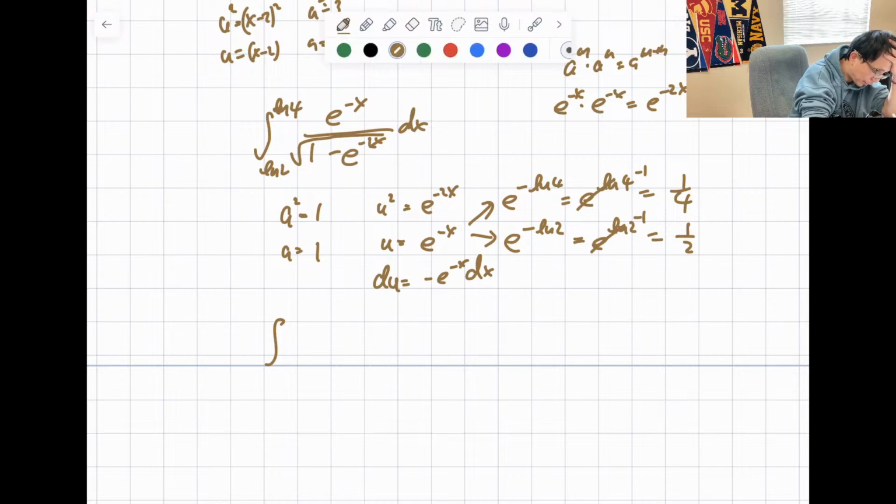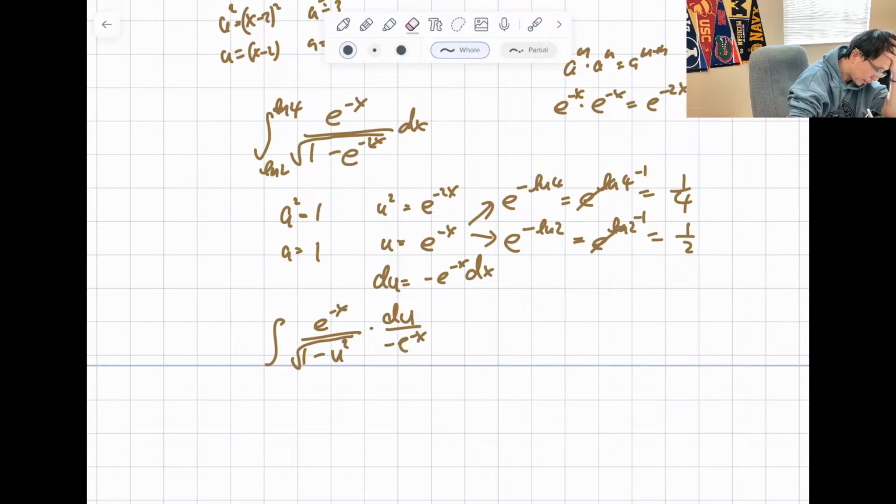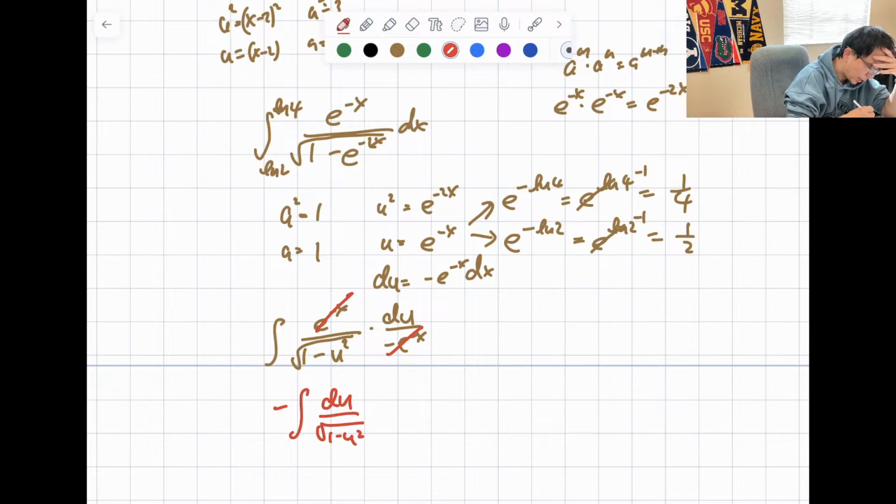Square root of 1 minus u squared, and e to the negative x times du over negative e to the negative x dx. So these two cancel out. So that's going to be negative du over 1 minus u squared, with bounds 1/4 and 1/2. Why is it negative? Because of the negative of the e. Oh, it can become positive.